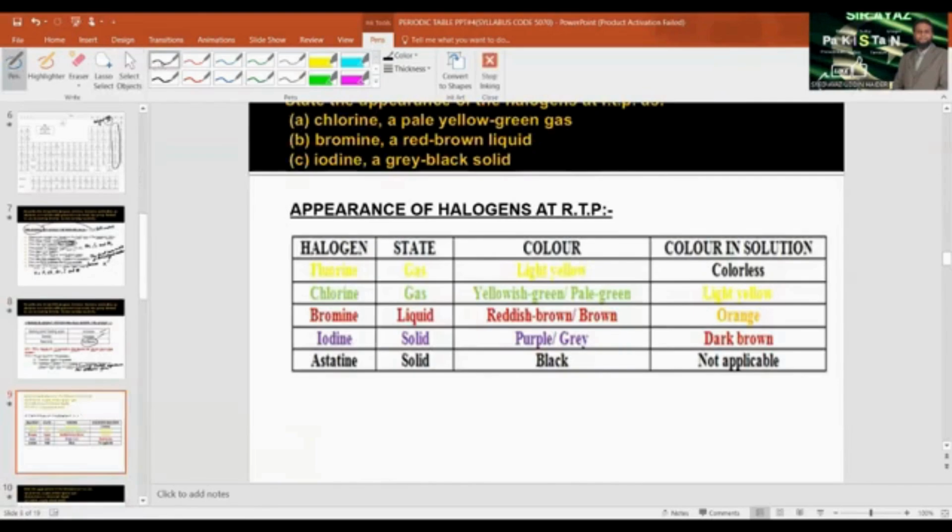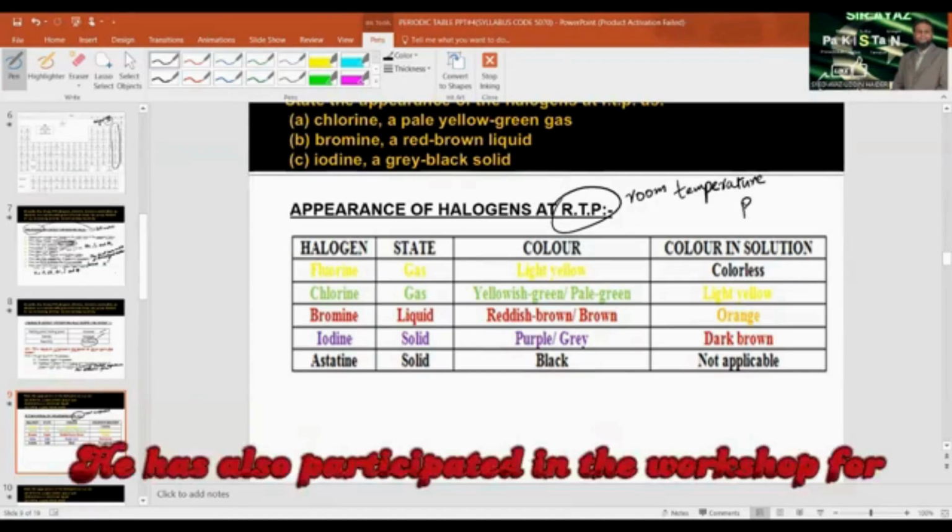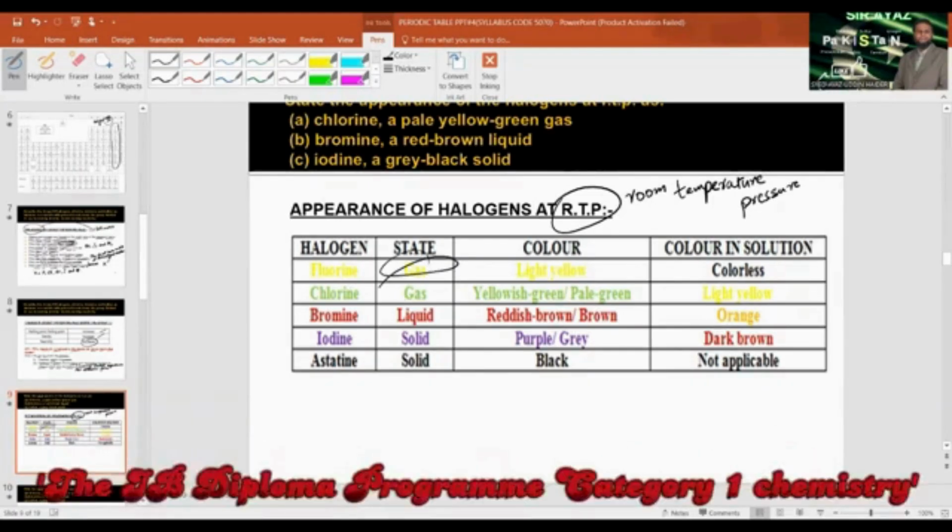Now, this is the appearance of halogens at RTP. What is RTP? RTP means room temperature and pressure. See, fluorine exists in the gas state. The color will be light yellow. For chlorine, it also exists in the gas state, but it's yellowish green or pale green gas. Bromine is a reddish brown or brown liquid. Iodine is a purple gray solid.